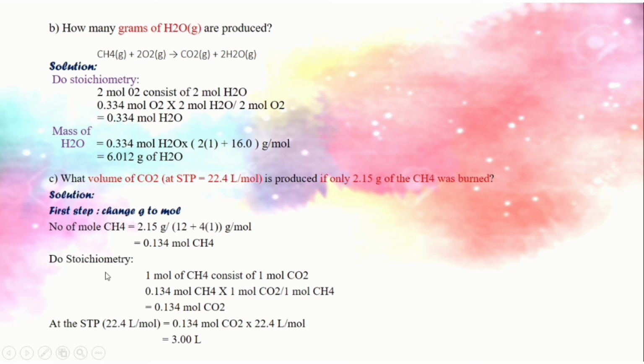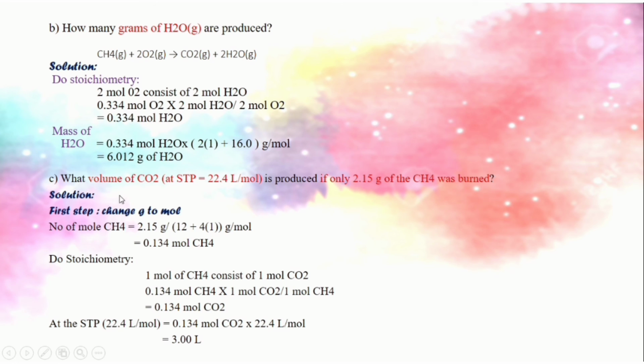So we do the stoichiometry again. Because in question C we use CH4 and carbon dioxide, 1 mole of CH4 gives 1 mole of carbon dioxide. We have found the mole of CH4, so we insert it in the stoichiometry: 0.134 mole CH4 multiplied by 1 mole carbon dioxide over 1 mole of CH4. The CH4 here we can cancel. So the answer is 0.134 mole carbon dioxide.